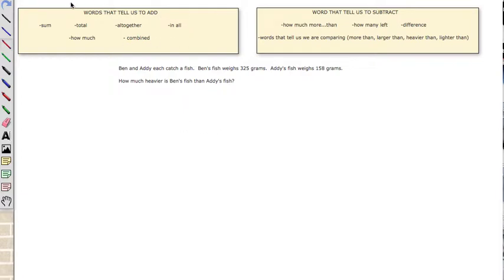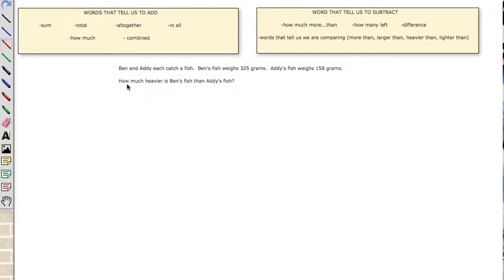So you can see up here that I have my two little anchor charts, similar to what we had in the classroom or in our duotangs. These are words that tell us to add: sum, total, altogether, in all, how much, or combined. And words that tell us to subtract: how much more than, how many left, difference, or words that tell us that we are comparing two objects, more than or larger than, heavier than, maybe lighter than.